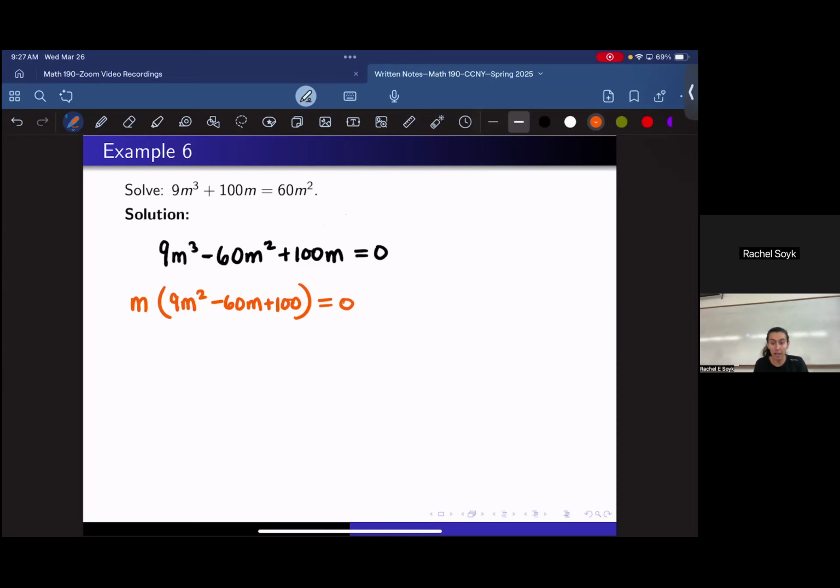And now we're going to go ahead and use our whole AC method. So our A value here is 9. Our C value is 100. The product of 9 and 100 gives you 900, and then our B value is -60. So we're looking for factor pairs of 900 that add up to -60.